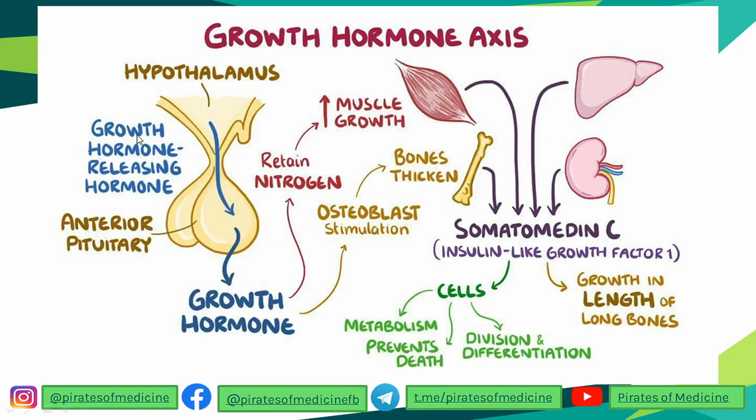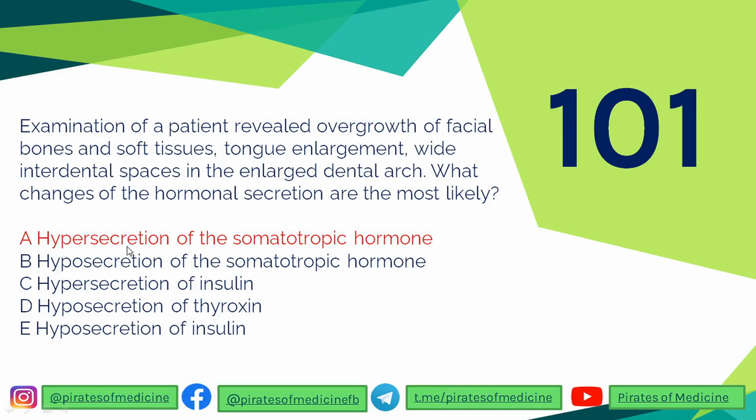pituitary. So hypothalamus releases growth hormone releasing hormone, anterior pituitary reacts to it and releases growth hormone, also called as somatotropin. Somatotropin has various effects. It thickens the bone, it retains nitrogen and leads to muscle growth, and also it influences metabolism, it prevents cell death, it causes division and differentiation of cell, it causes growth of length of bones, so ultimately growth. That is why there would be increased secretion, hypersecretion of somatotropic hormone or growth hormone.